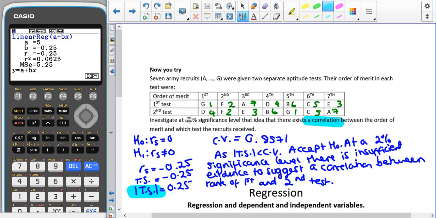Critical value, be careful, because this time we're using a 2% significance level. So two tail, 2%, then go down to 7. That gives us 0.8571. So as the size of the test statistic is smaller than the critical value, we accept H0 at 2% significance level. There is insufficient evidence to suggest a correlation between the rank of the first and second test.